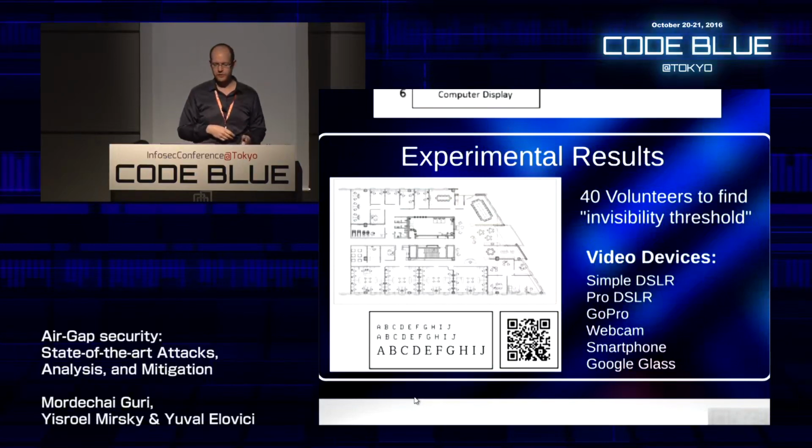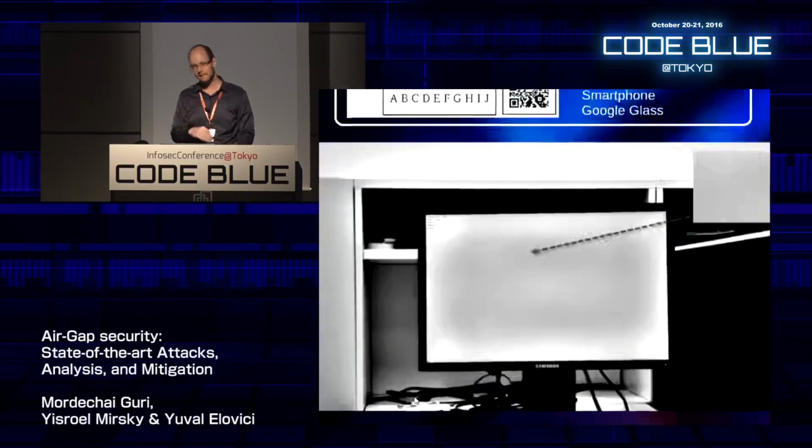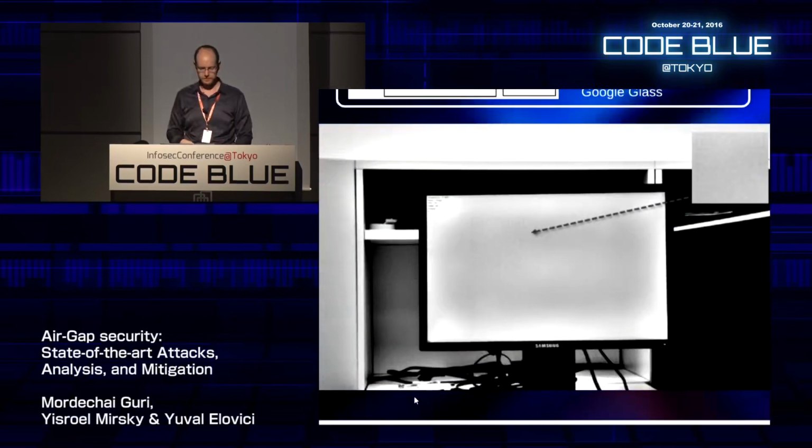So for our experimental results, we tried putting a picture of blueprints on the screen, different text, and QR code. The QR code we use because it's very robust to errors. And we used a whole bunch of different kinds of devices: high-quality cameras, simple cameras, webcams, smartphones. And we had 40 volunteers sit in front of a computer and take a look at the screen and tell us if they see anything strange. And we try to adjust how quickly we flicker the image and things like that to find out the threshold that the human eye can't see, yet we get the best throughput.